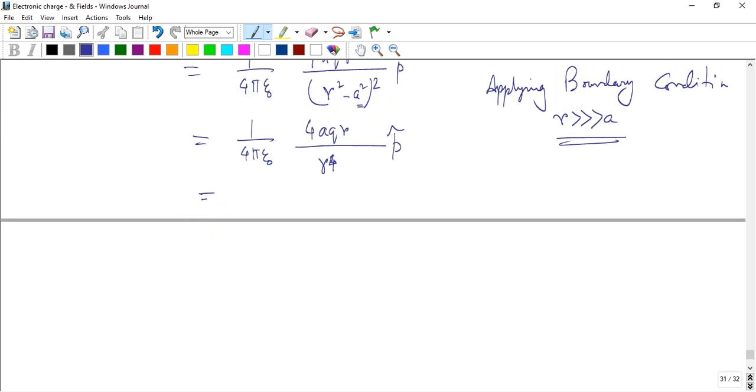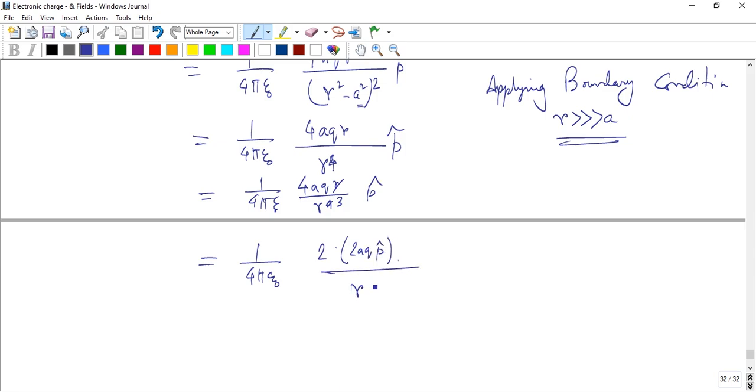So that is equal to 1 over 4 pi epsilon naught, 4aqr by r to the power 4. Now cancel r cube, p cap. So if we put 1 over 4 pi epsilon naught, some 2aq, that is the p unit vector by r cube. So what is 2aq p unit vector?